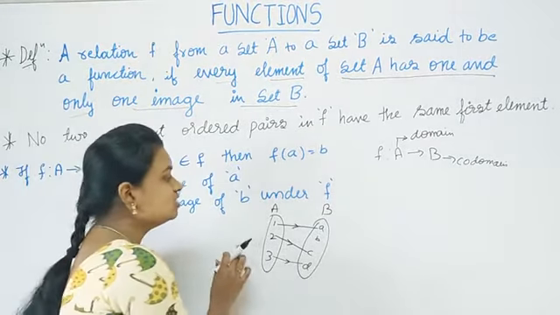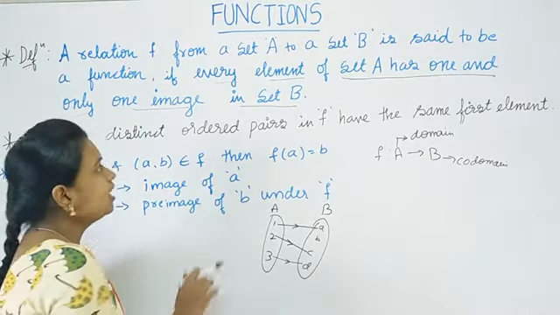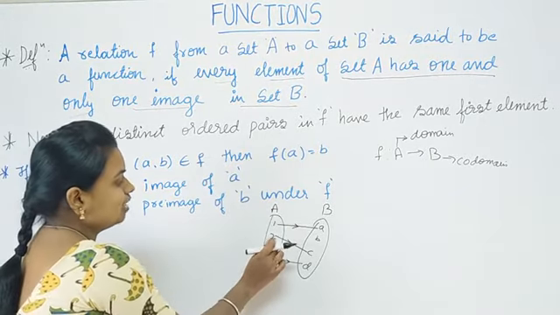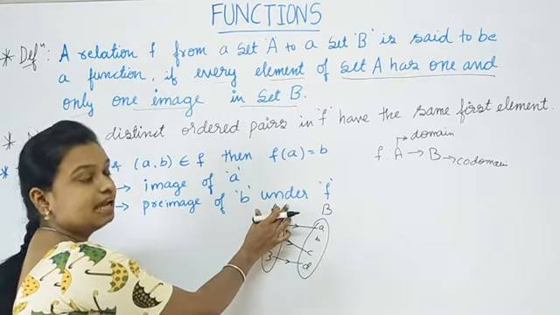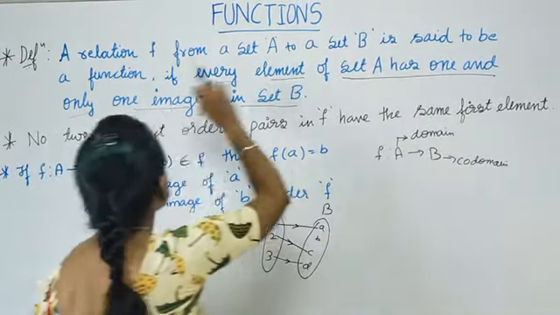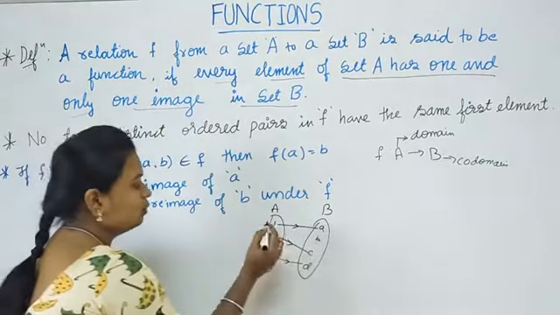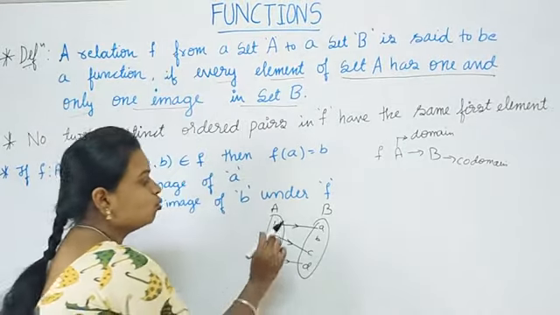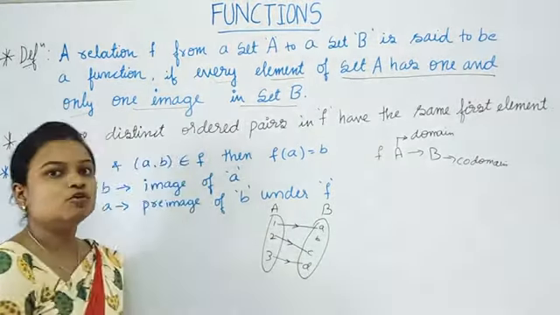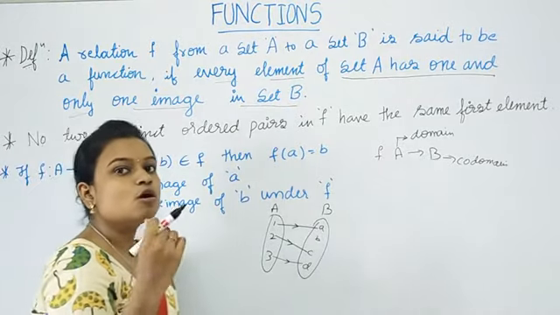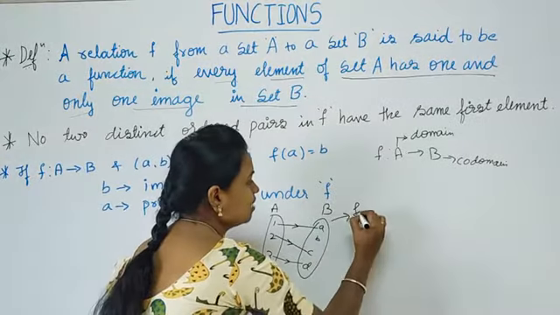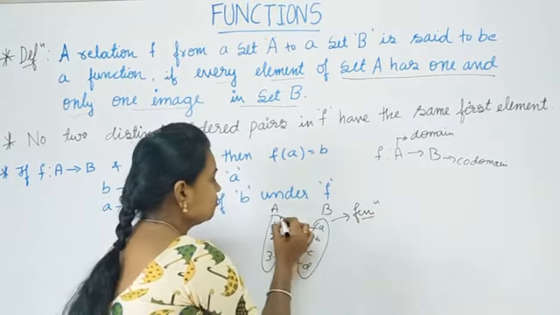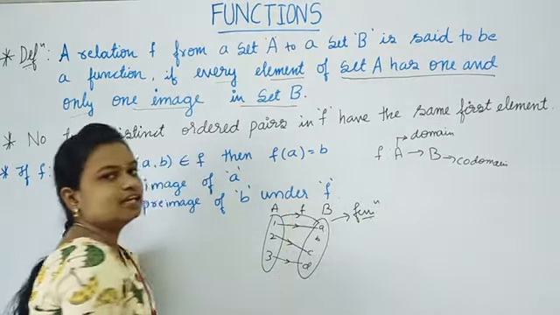If you say that this relation is a function, every element of set A, that is 1, 2, 3, these are all the elements of set A, has one and only one image in set B. Every element must have only one image. It does not have more than one image in set B. Then we say that this is a function from set A to set B.